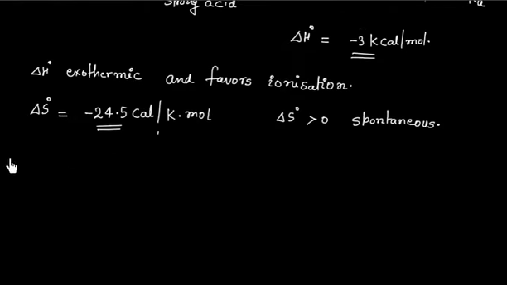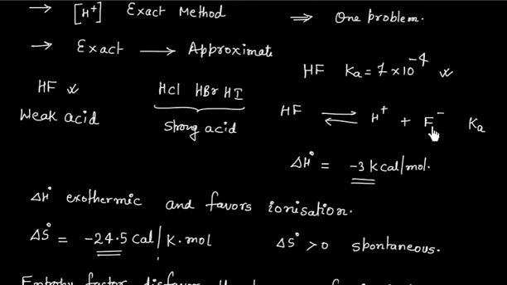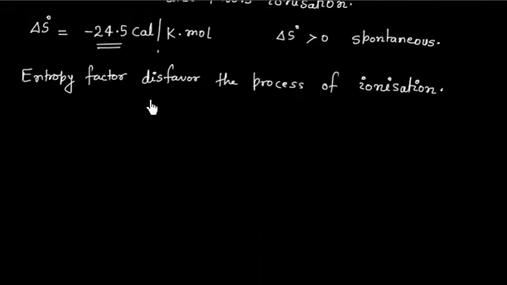So I can say the entropy factor disfavors the process of ionization. And why is this so? Why is the entropy change for this process negative? So my question is, why is the entropy change negative when HF dissociates to give H plus plus F minus?